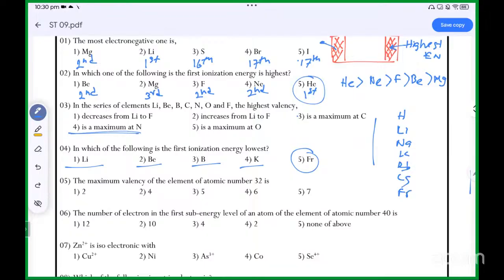These are the elements: first, second, third, fourth, fifth, sixth, seventh. It is in the 7th period. So definitely it should be the lowest ionization energy. So the answer should be the 5th one.